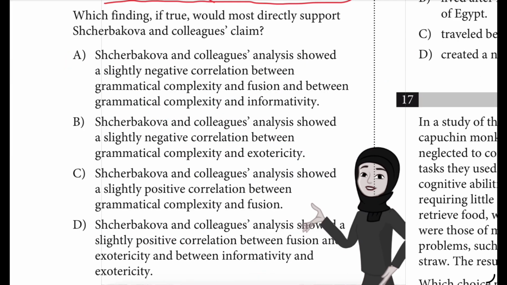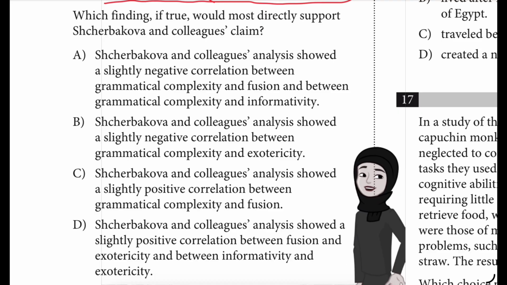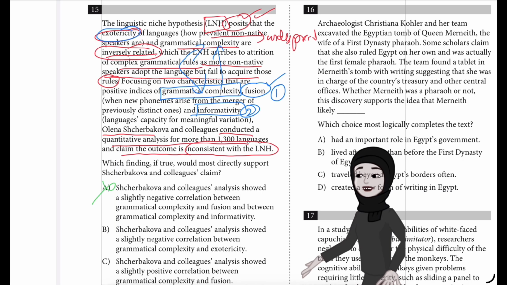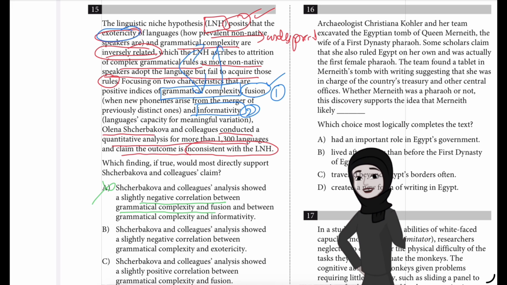Now, as per the question, which finding, if true, would most directly support Shcherbakova and colleagues' claim? So out of these four answers we need the one which will support her claim. So A says Shcherbakova and colleagues' analysis showed a slightly negative correlation between grammatical complexity and fusion, and between grammatical complexity and informativity.